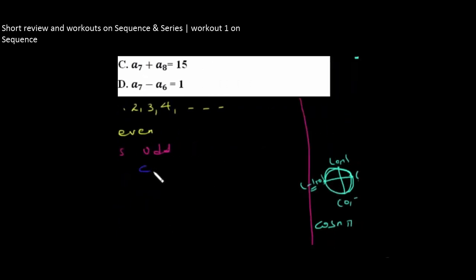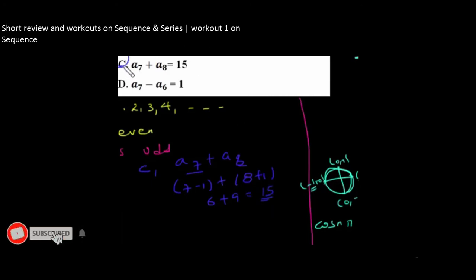On letter C, we are expected to find the sum of A7 and A8. 7 is odd, so we use the bottom expression, which is 7 minus 1, and 8 is even, so we use the top expression, which is 8 plus 1. So this is 6, and this is 9, and the sum is 15. So this is the correct statement.